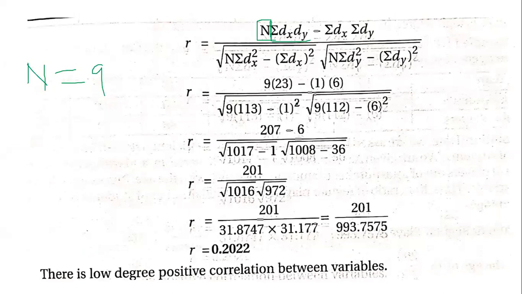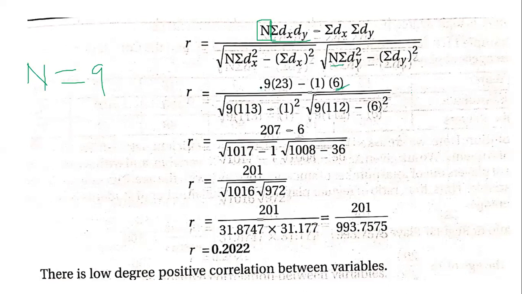Don't directly square it. Okay, 1 whole square. Then square root of 9, which is again n, into sigma dy square, which is 112, minus sigma dy whole square. So sigma dy is 6 whole square.